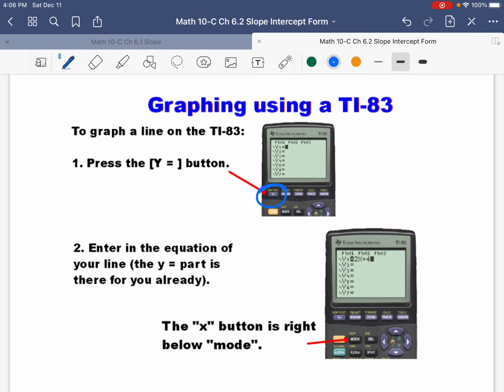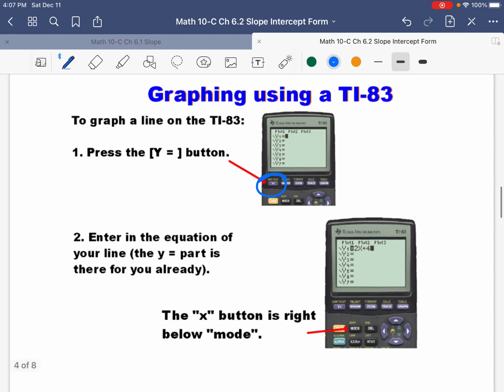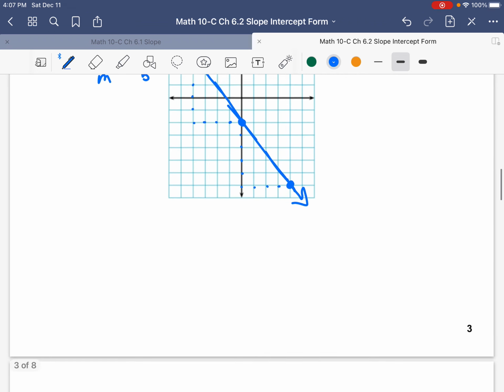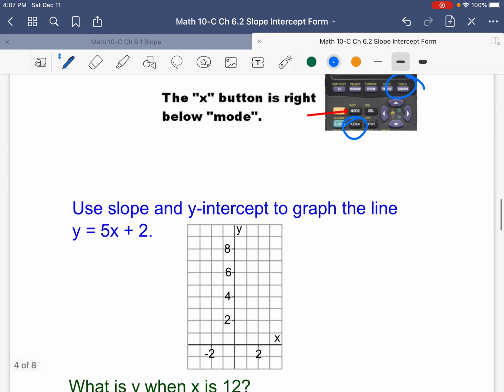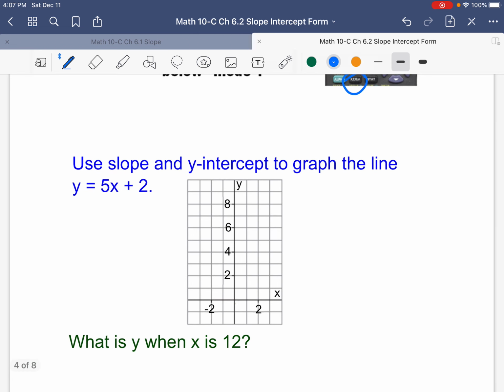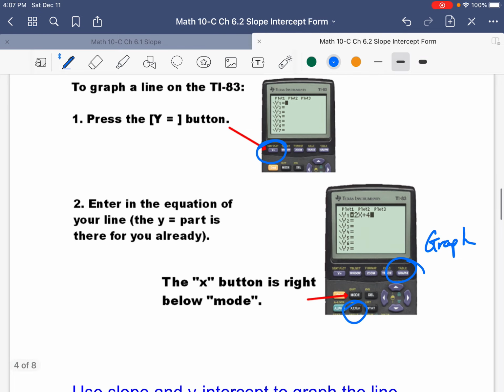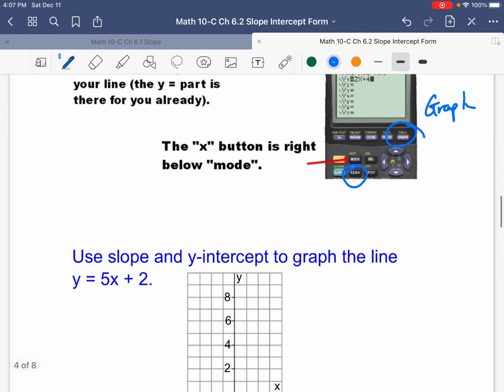So, to graph a line on the TI-83, turn it on, press the y equals button up here, enter the equation of your line, the y equals part is already there for you, and note the x button here, just below the mode button. And after that, graph. So take a moment and graph this equation. Actually, let's go on. Let's graph this one: y equals 5x plus 2.